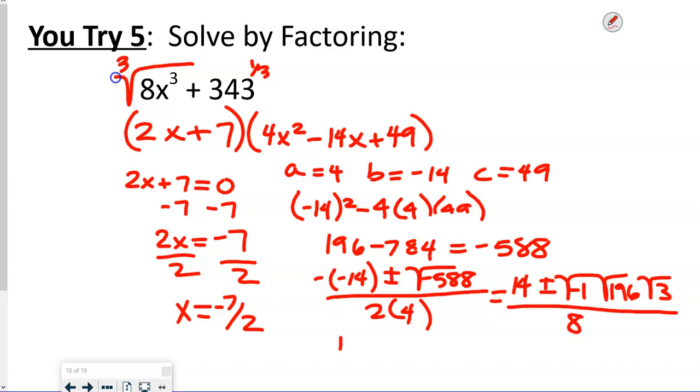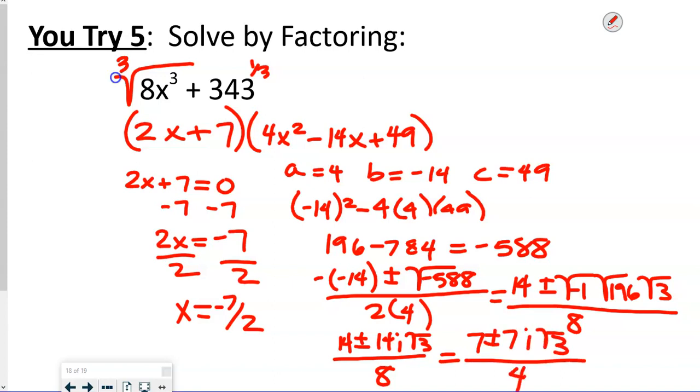So this is going to be 14 plus or minus, that's going to be 14i, square root of 3, divided by 8. So the GCF of 14 and 8 is 2. So this is going to end up being 7 plus or minus 7i, square root of 3 over 4. So there's one of our solutions, or two of our solutions, and there's the other one.